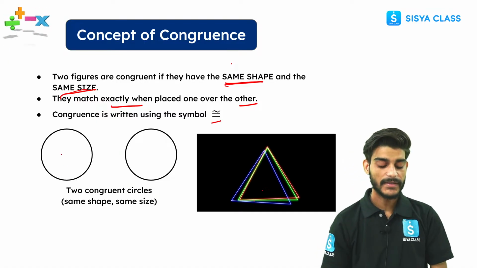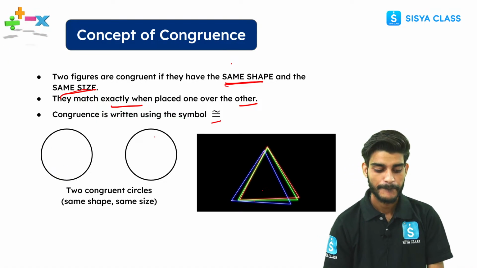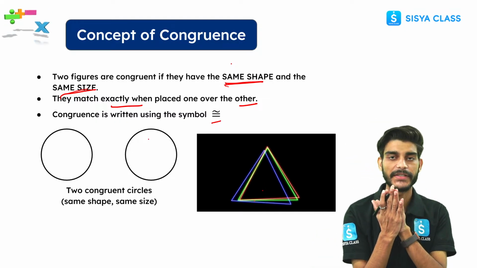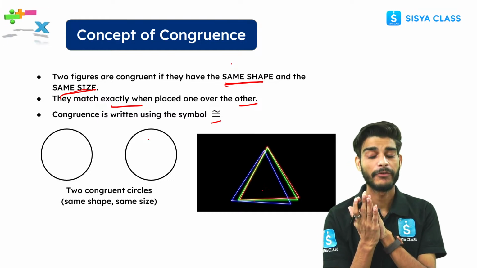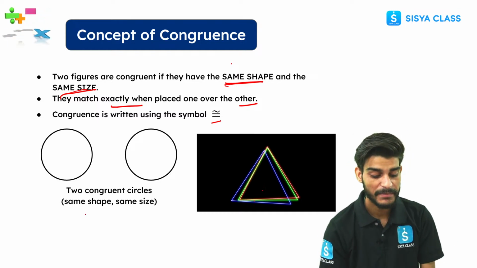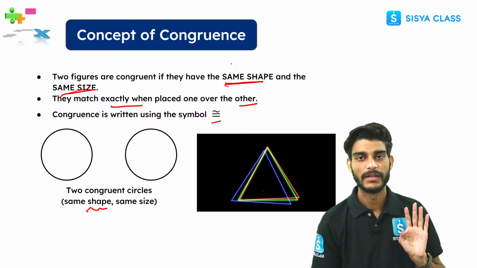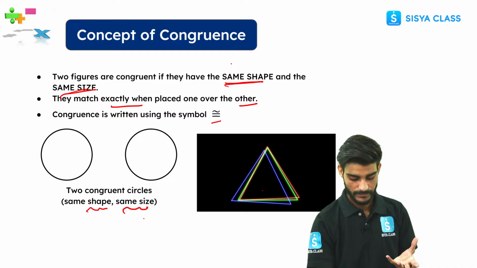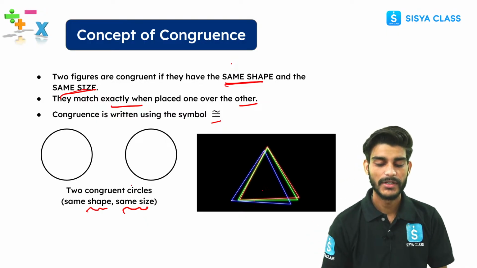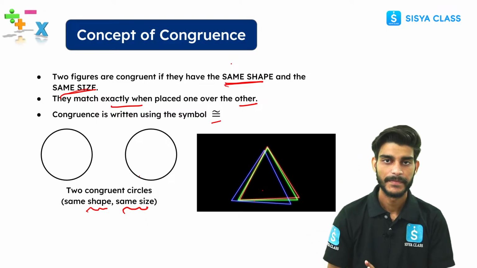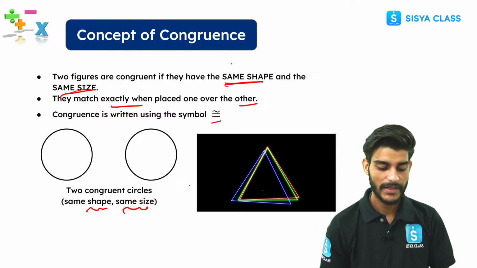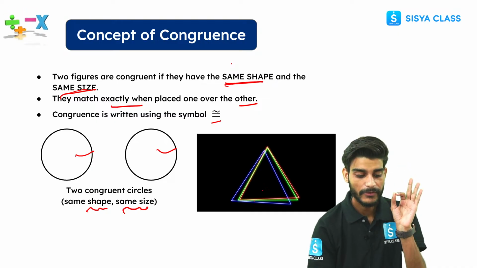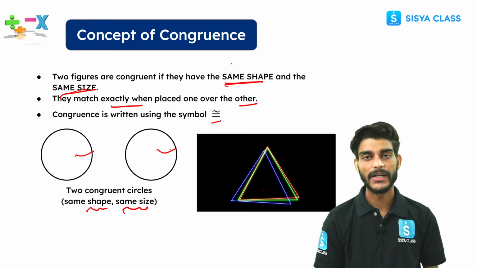So suppose we have this circle. These 2 circles are said to be congruent when they overlap each other. And they overlap when they have the same shape, obviously both should be circles, and second, the same size, meaning their radii should be equal. So 2 circles are said to be congruent when they have the same shape and same size. So congruence is clear to you.